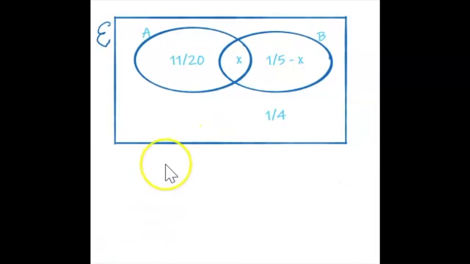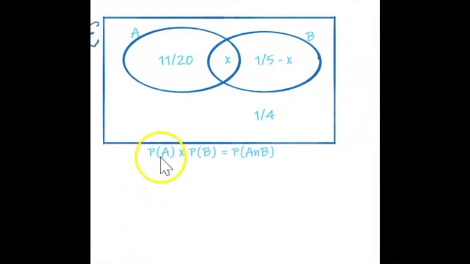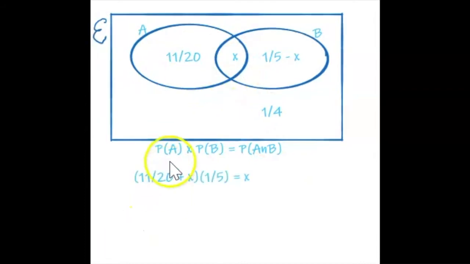But we know that set A and set B are independent, so the probability of A times the probability of B equals the probability of the intersection of A and B. Probability of A times the probability of B is probability of A intersection B. We know the probability of A is 11/20 plus X. We know the probability of B was 1/5. And we know the probability of A intersection B is X. So let's put that in. (11/20 plus X) times 1/5 equals X. So let's solve this equation.